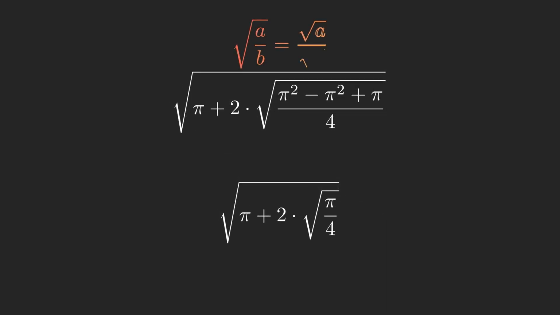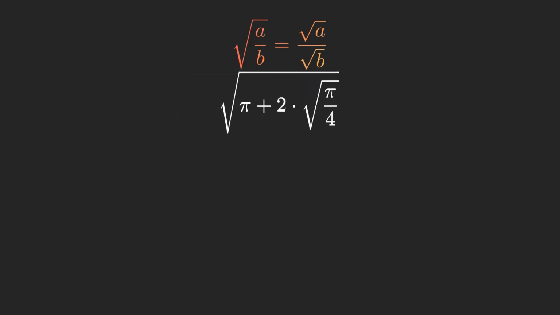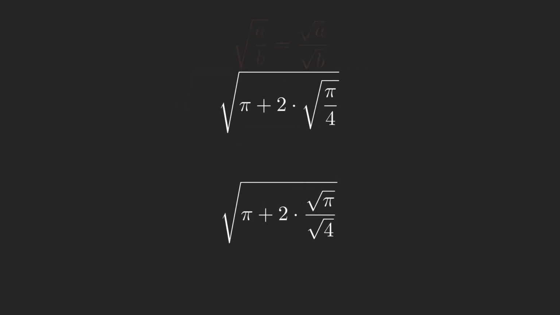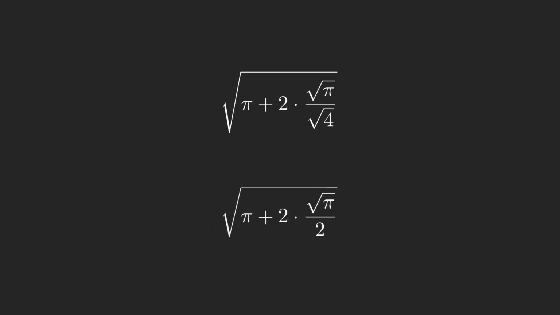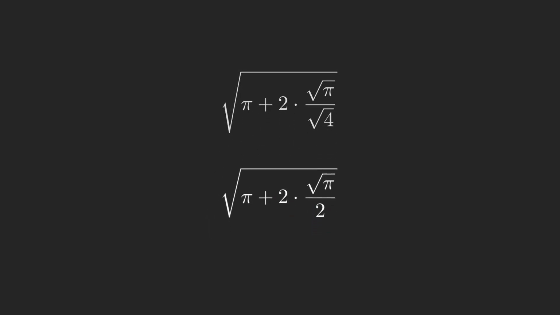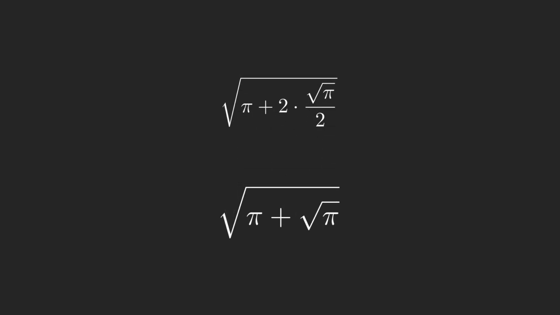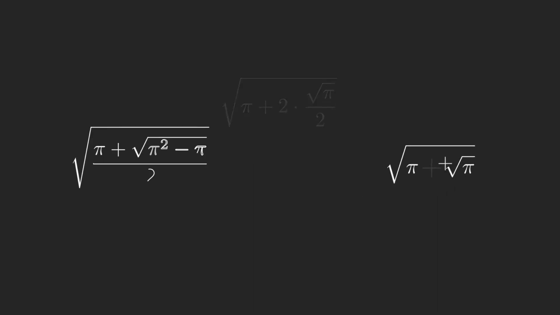The square root is now moved out, so we have a root in the numerator and 1 in the denominator. The square root of 4 is 2, which cancels with the 2 outside the fraction. We are now left with the square root of pi minus the square root of pi, which can't be simplified anymore, and this is therefore the final answer.